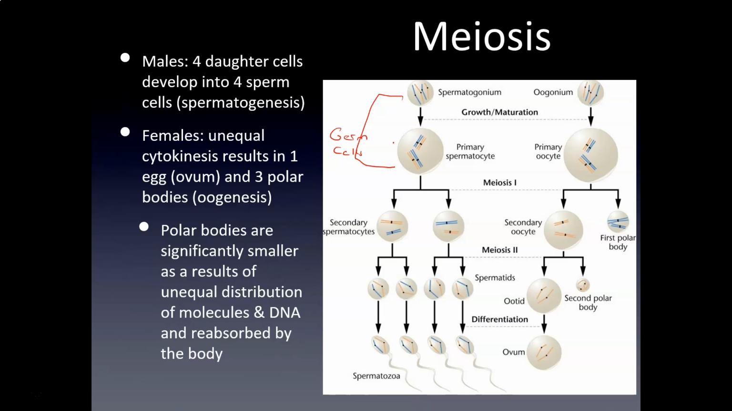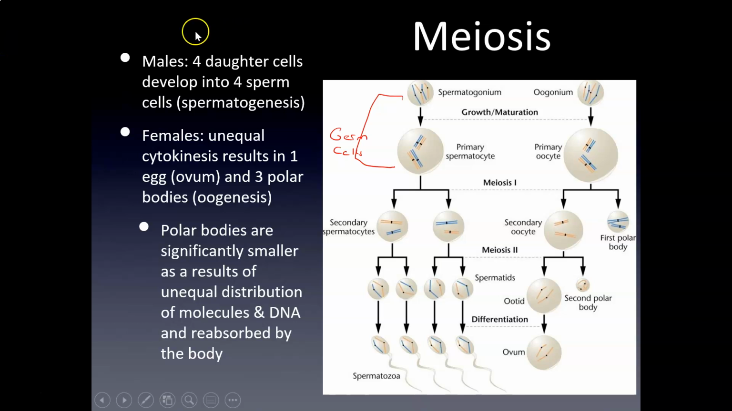And those germ cells will go through meiosis 1, meiosis 2, and in males, they'll produce 4 sperm. So it's an equal division of the cytoplasm when I go through and produce sperm, which is actually called spermatogenesis, right? Genesis meaning to create, spermata, sperm, creating sperm. In females, however, she goes through an unequal cytokinesis.